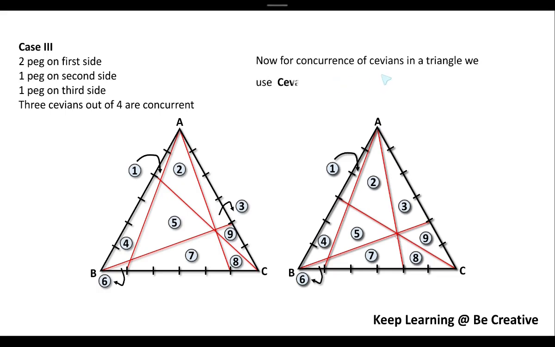Now for concurrence of the cevians in a triangle we need to use Ceva's theorem, because here you can see the region is being divided into 9 parts only when the 3 cevians are concurrent. So for concurrency we will be using Ceva's theorem. According to Ceva's theorem we know that A upon B into C upon D into E upon F should be equal to 1.